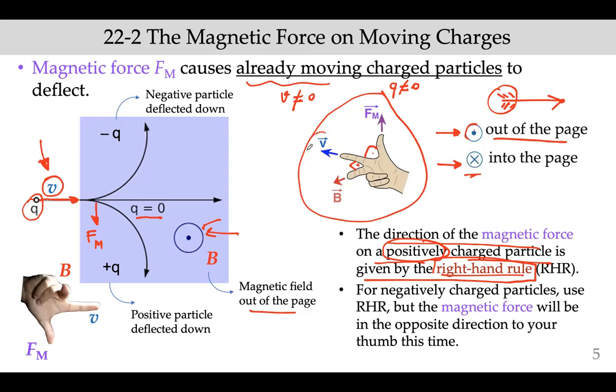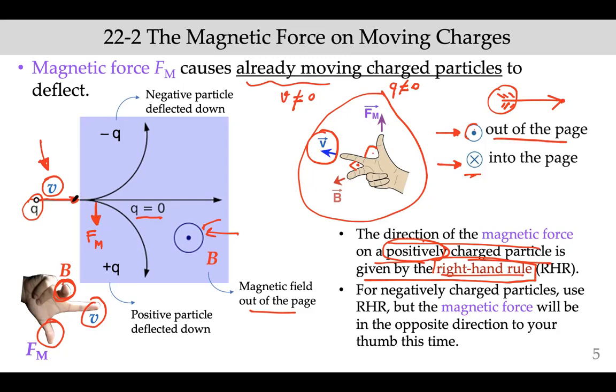You point your index finger in the direction of velocity, v. And the magnetic field is the middle finger, directed in that direction. In this case, it's out of the page, so it's coming towards us. So the middle finger is towards us, and your thumb gives you the direction of the force. In this case, your thumb gives you the down direction, so the force here is in the down direction.